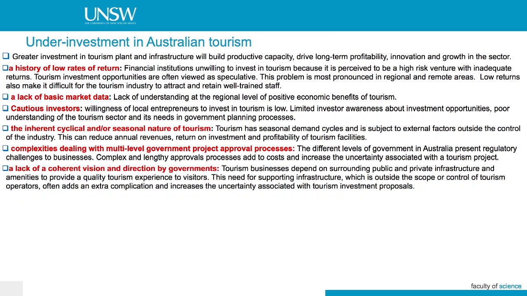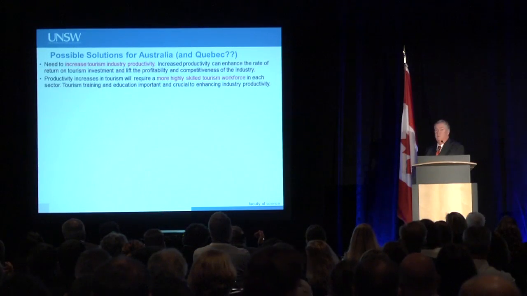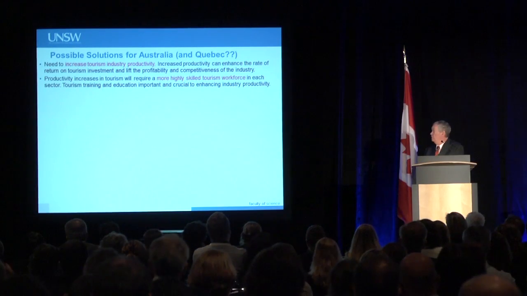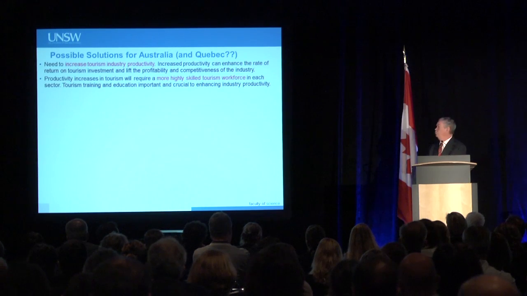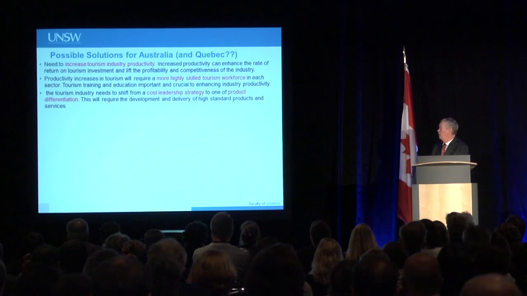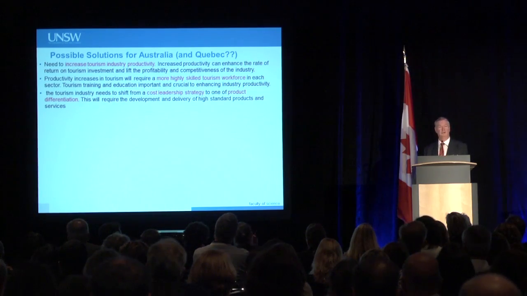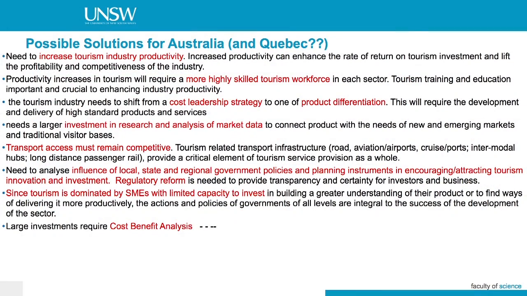And what were the solutions to this? Well, we think that there should be more emphasis on increasing industry productivity and a more highly skilled workforce. We see implications for education here. Tourism industry needs to shift from a cost leadership strategy, which it has, to one of product differentiation. More data mining, research analysis, market data, emphasis on transport access, and again, to understand the influence of different governments in determining whether investment takes place or not.